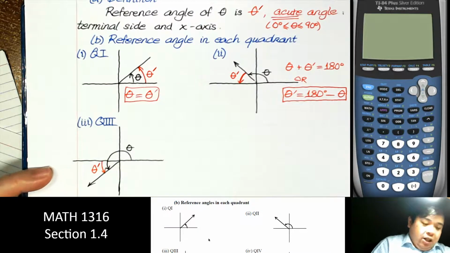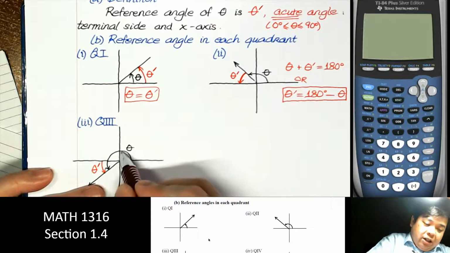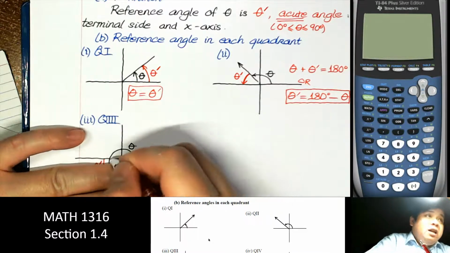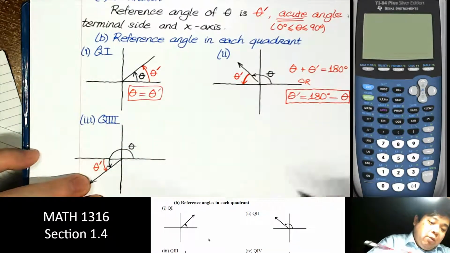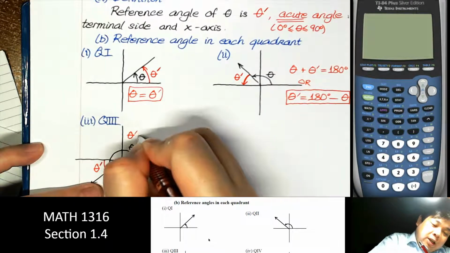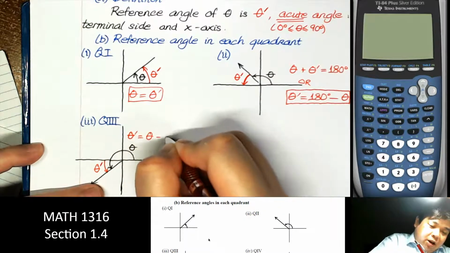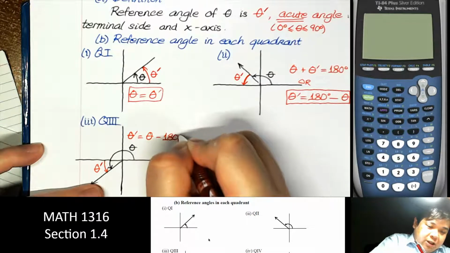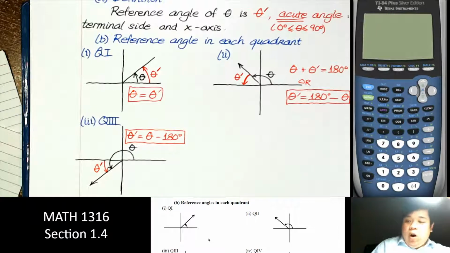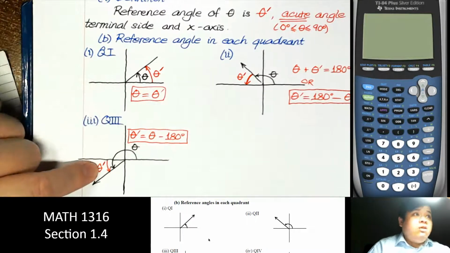Because of that, we know that the angle theta, take away 180 degrees, half a revolution, gives us theta prime. So in this case, we have theta prime equal to theta minus 180 degrees. So for an angle in quadrant 3, the reference angle is that.